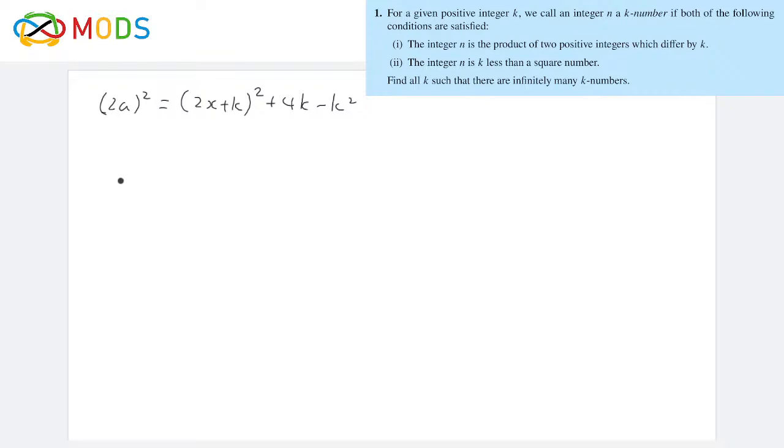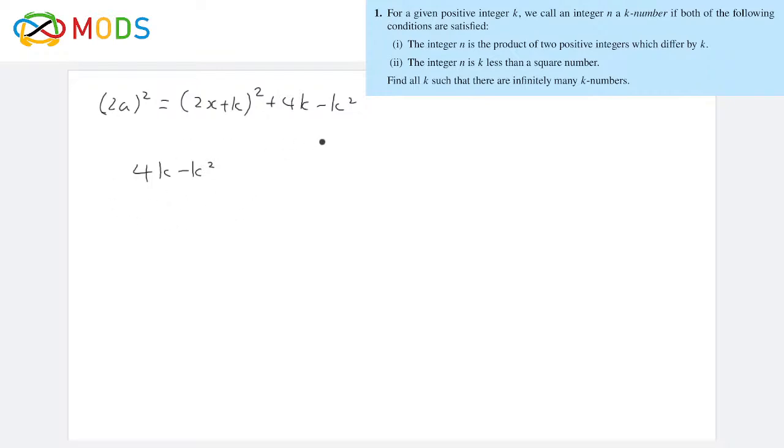Yes. So 4k minus k minus 2 squared. But for any particular k, this is a finite expression, right? And it cannot be the difference of infinitely many pairs of squares. K equals 4. What? Oh, right. Of course. Yes, but for any other k, there's no solutions, right? So k can only be 4. Yep.